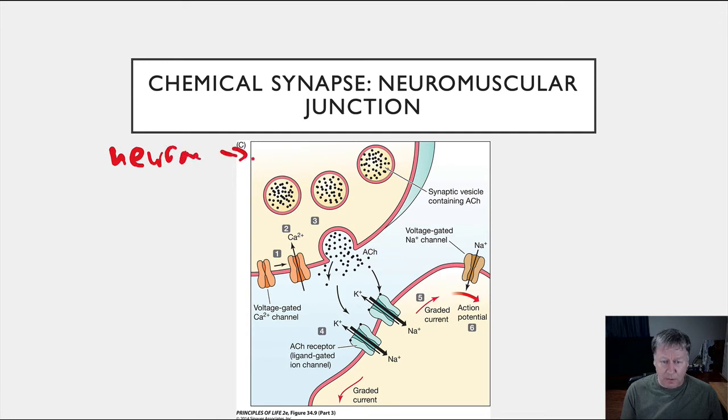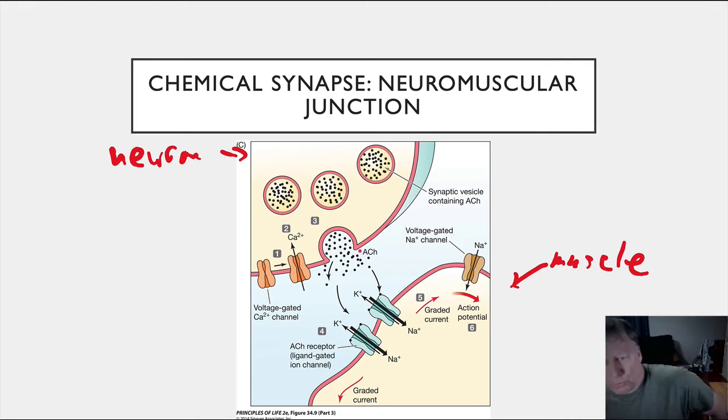So this is the neuron. And then down here, we have the muscle. I could just as easily say that we have one neuron passing to the other neuron. The neuron in this case, up here, is the presynaptic cell. And down here, the muscle is the postsynaptic cell. So the neuron will be sending the signal, the muscle will be receiving the signal.